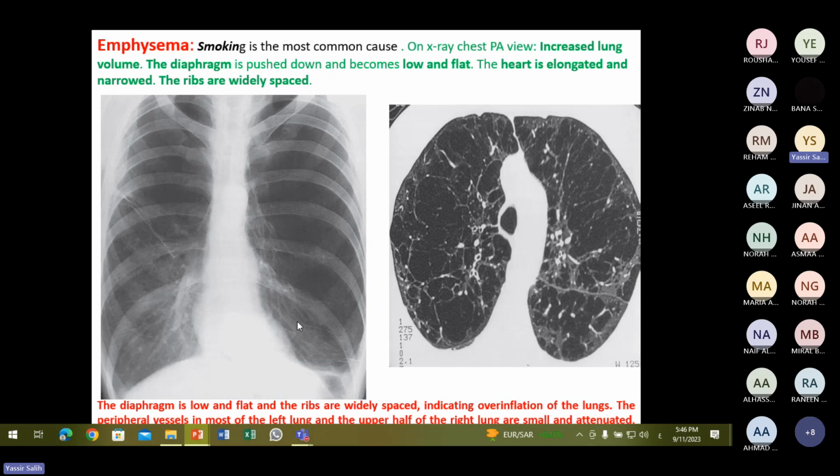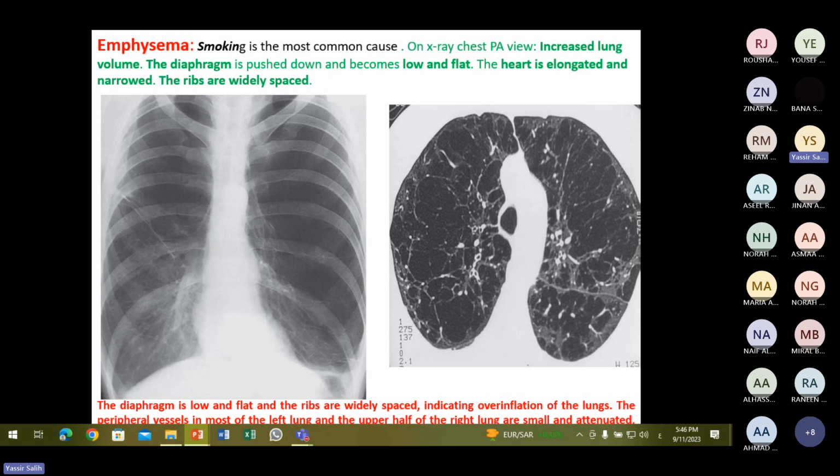يعني لاحظ اللنج ماركن هنا موجودة in the bottom, in the base, لكن in the apex and the superior zone the lung marking is not clearly seen. يعني the blood vessels. So this is the features of emphysema. أهم شيء إنه نعرف إنه هي البيشنت يقدر يكون smoker.